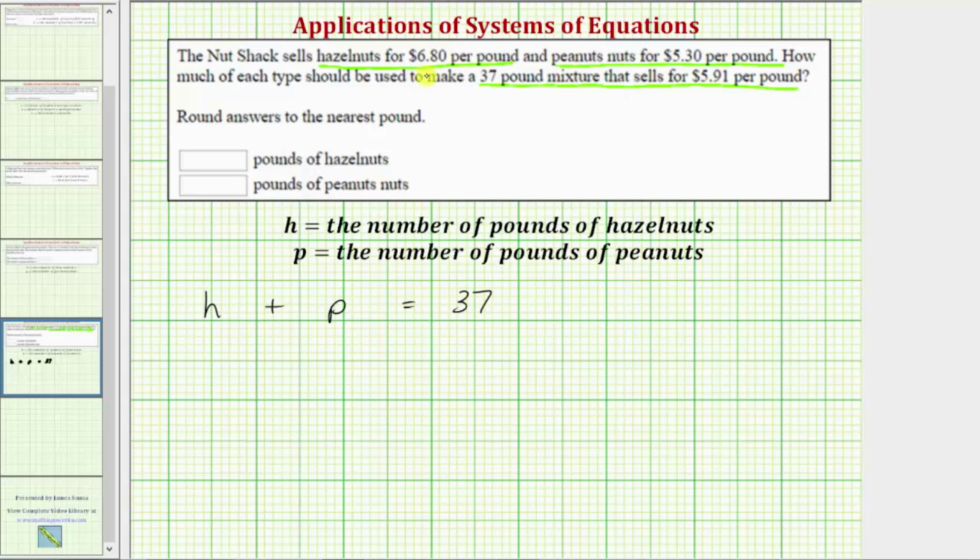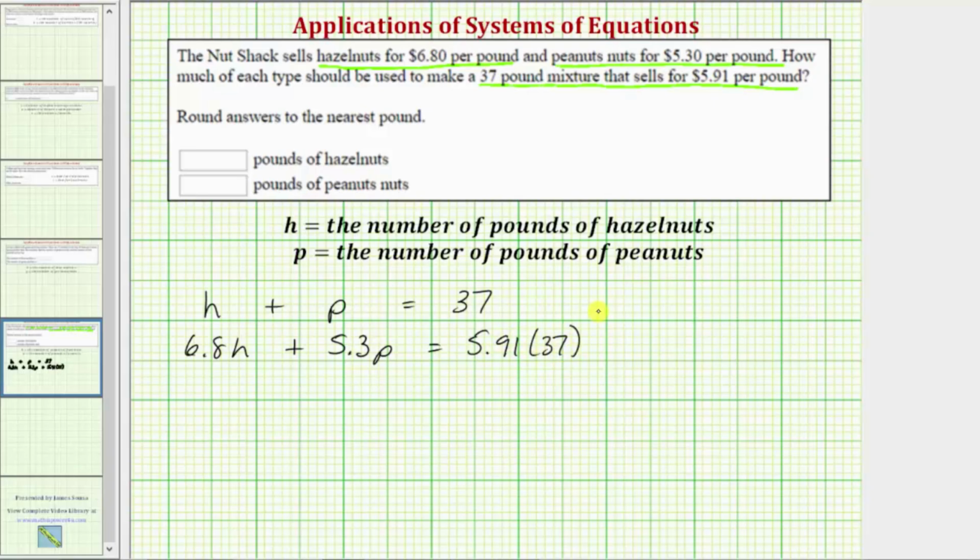The cost of the hazelnuts times the number of pounds of the hazelnuts plus the cost of the peanuts times the number of pounds of peanuts must equal the cost of the mixture times the number of pounds of the mixture, which means $6.80 times h, or 6.8h, would give us the cost of the hazelnuts, plus $5.30 times p, or 5.3 times p, would give us the cost of the peanuts, and this must equal the total cost of the mixture, which would be $5.91 times 37 pounds, or 5.91 times 37.